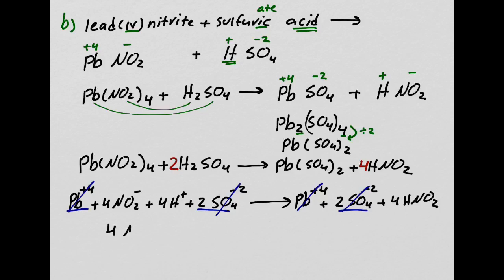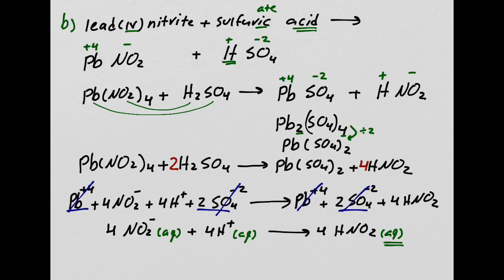So I have 4 NO2 minus dissolved in water, so I'm going to add an aq to it. Plus 4H plus dissolved in water, aq, goes to 4HNO2, but also aq, because we said all acids are going to get aq because all acids are soluble. Just a weak acid, we're going to keep them together because they don't fully dissociate. So that would be my net ionic equation. Okay, this was a big one.